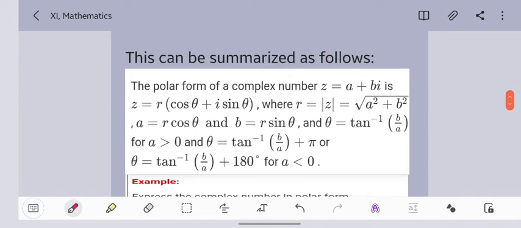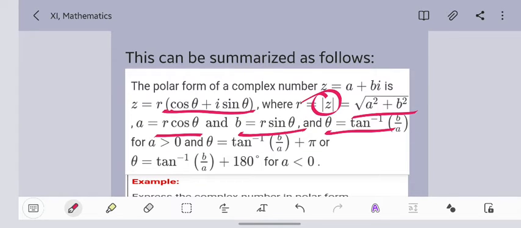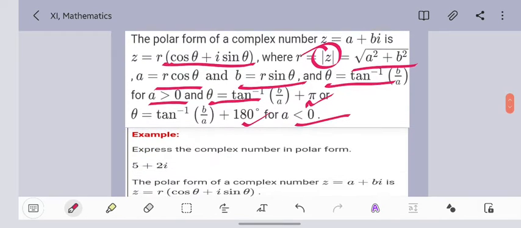So this can be summarized as follows. The polar form of a complex number z equals a plus bi is z equals r(cos theta plus i sin theta), where r is the mod of the complex number, which is given by the square root of a square plus b square, where a is r cos theta and b is r sin theta. And theta is tan inverse of b by a for a more than 0. For a less than 0, theta is tan inverse of b by a plus pi. Okay, pi is nothing but 180 degrees, so theta equals tan inverse of b by a plus 180 degrees, where a is less than 0.